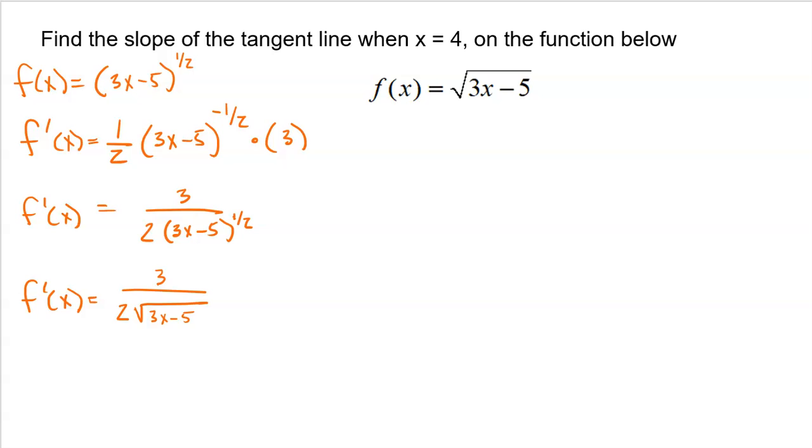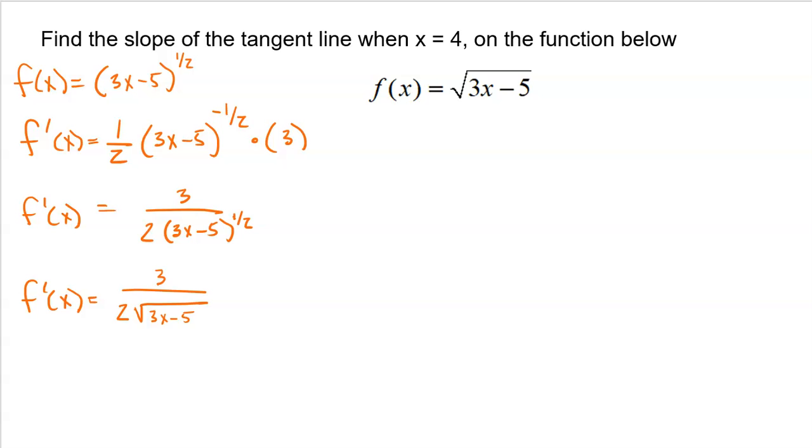And voila, there's the derivative of this function, 3, all divided by 2 times the square root of 3x minus 5. Now, what did I do to get that derivative? Well, first I rewrote the function as instead of a square root, I wrote it as a 1/2 power, and then I utilized the chain rule and then did a little bit of cleaning up. Hopefully you follow that work.